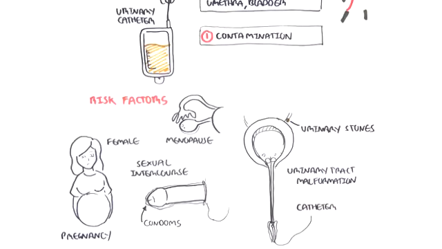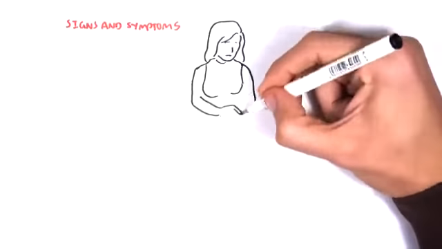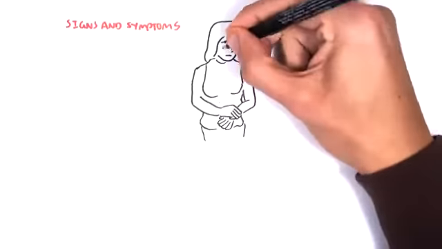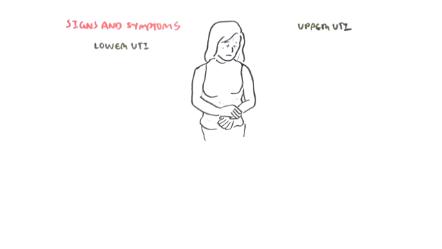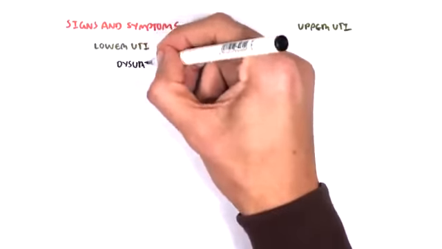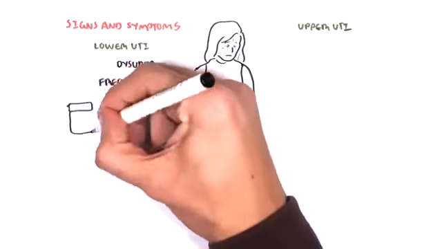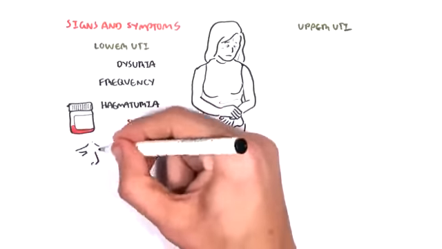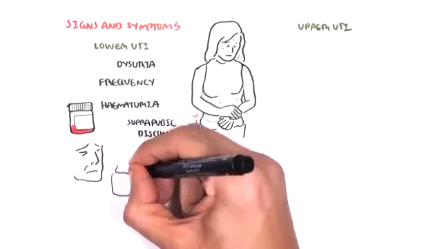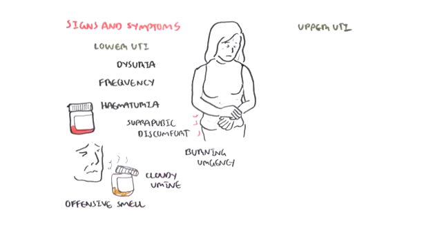The signs and symptoms of UTI depend on where the infection is, if it is lower urinary tract infection or if it's an upper urinary tract infection, upper being the more severe. Lower urinary tract infections cause dysuria, pain upon urination, frequency, hematuria, blood in urine, suprapubic discomfort, and a burning urgency sensation with urination. The urine is often described as being cloudy and having an offensive smell.